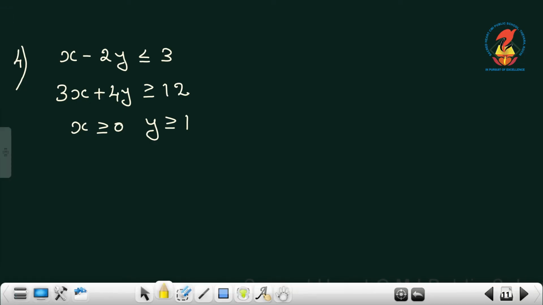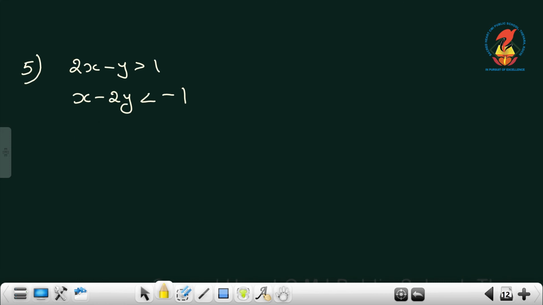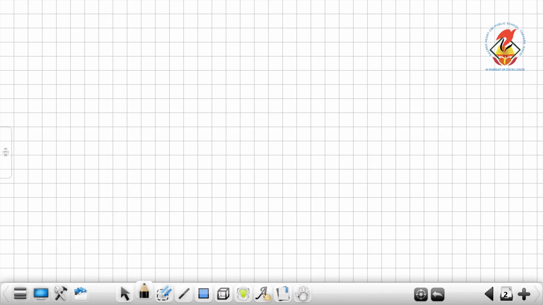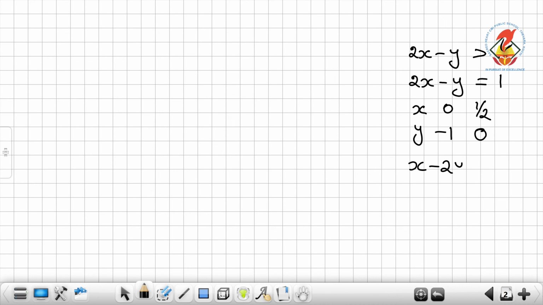Now take the next one. One more question we have to do. That is 2x minus y greater than 1, x minus 2y is less than minus 1. Here it is greater and less, so you have to draw a broken line or dotted line. So the equations, which are the equations? 2x minus y is greater than 1. So when we draw, we have to take 2x minus y is equal to 1. X, y: when x is 0, y is minus 1, when y is 0, x is 1 by 2. Now one more line, that is x minus 2y is less than minus 1.